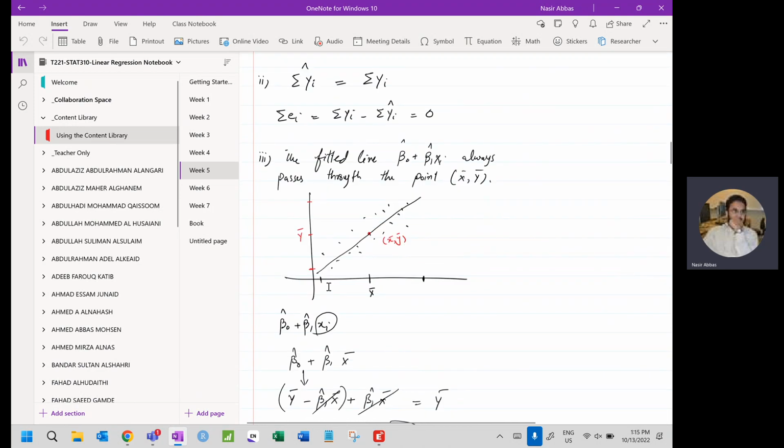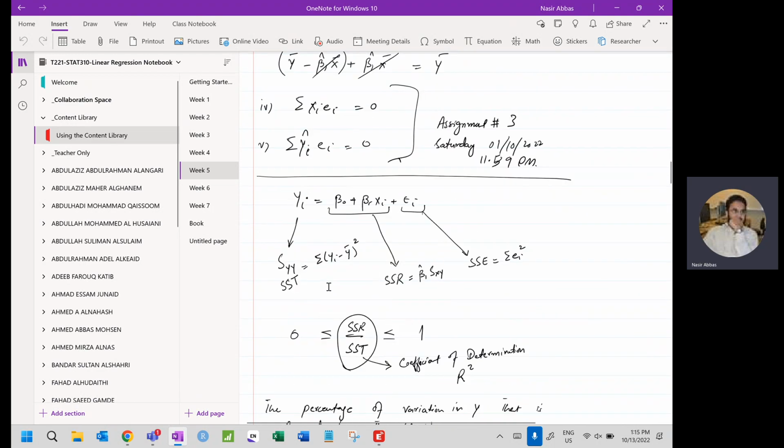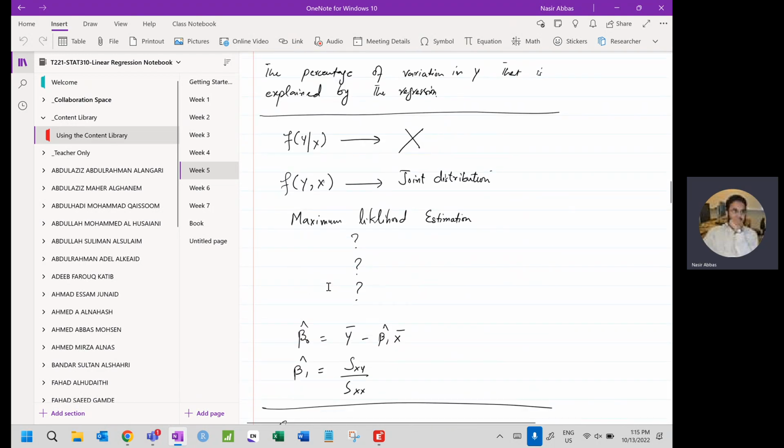Y bar minus X bar. Then I find the expected value. No, this is for matrices.